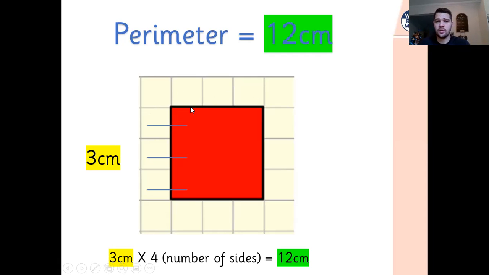So instead of drawing the lines around every single square here, what I've done is I've used my knowledge of the properties of squares. So I have 1, 2, 3 centimetres, and all I'm going to do is multiply that by the number of sides. So one side, 2, 3, 4. So 3 centimetres multiplied by 4 is 12 centimetres. If you're not quite confident with that yet, you can just draw your lines for every square, for every box.